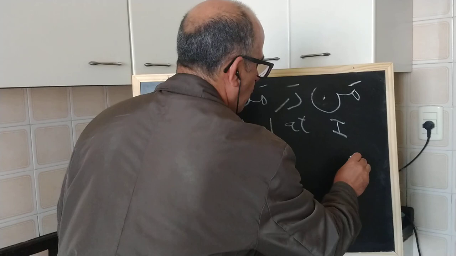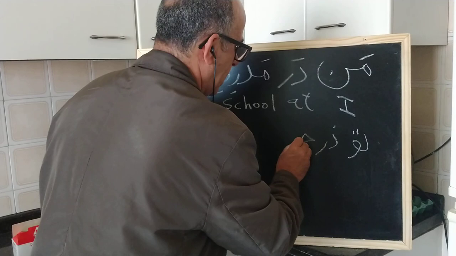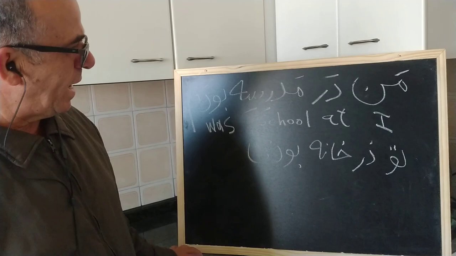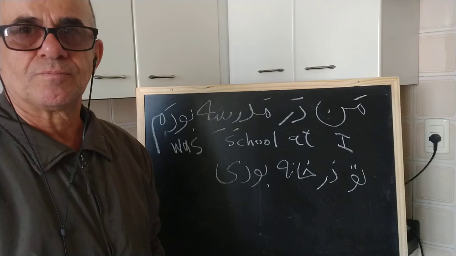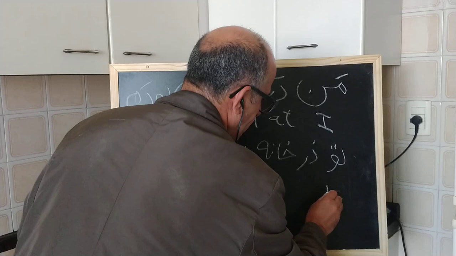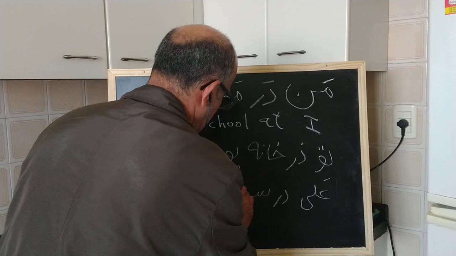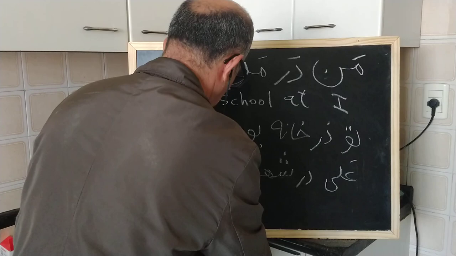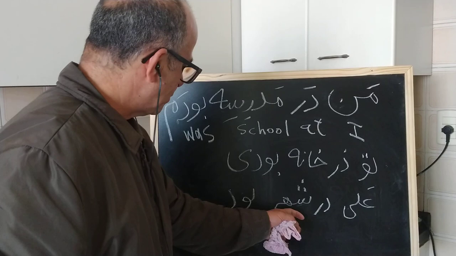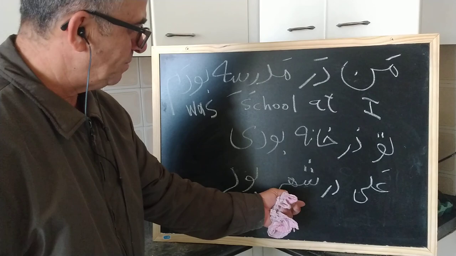To dar khane budi. You were at home. Ali. Dar shahr. Ali was in the city.